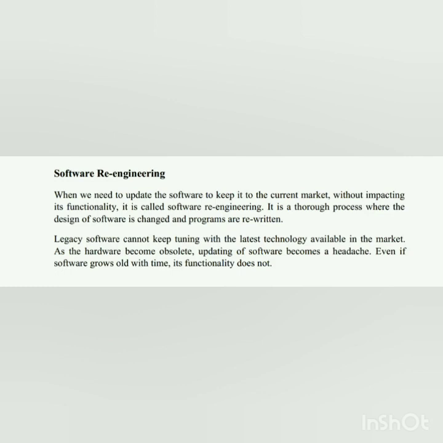In the re-engineering process, the design can be changed and the programs are rewritten. That means previously some bugs may have been there, or we are including some additional functionalities. So generally in re-engineering, the design of the software is changed and the programs are rewritten. Now just take an example. Suppose some legacy software is there. If we are using legacy software, obviously it does not keep up with the latest technology available in the market, because legacy is not up to date. If our hardware becomes obsolete, updating the software will be a big headache for us, because we are using legacy software.